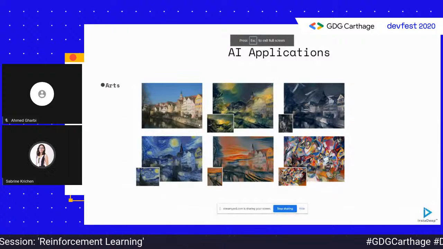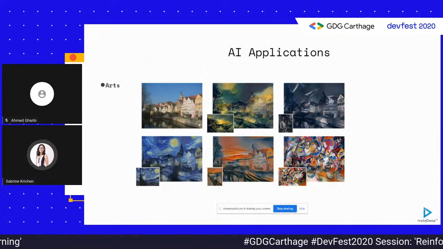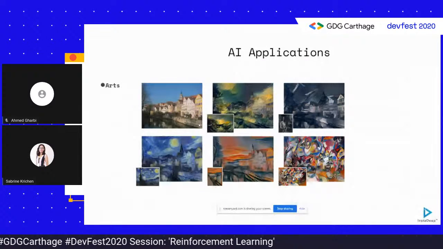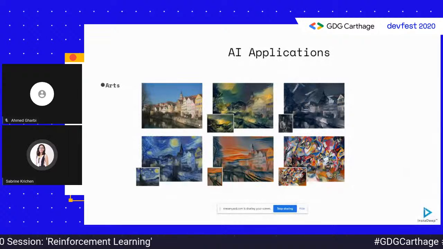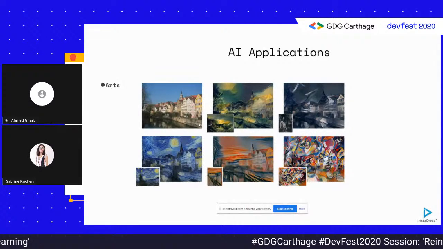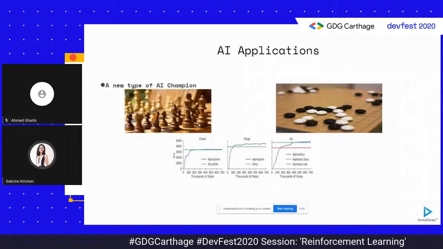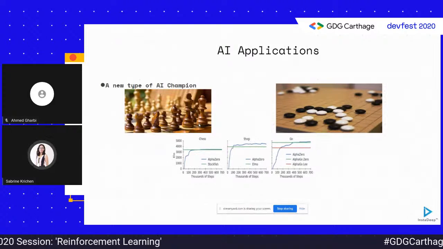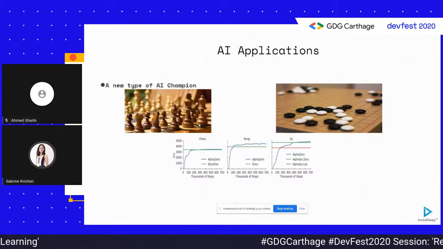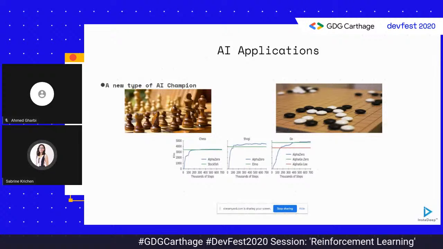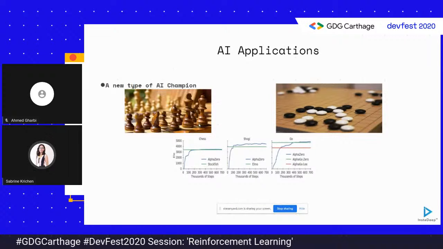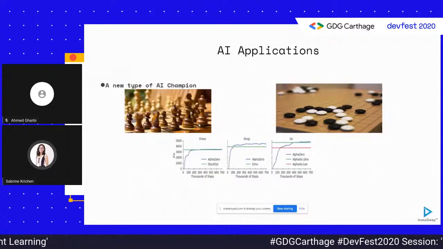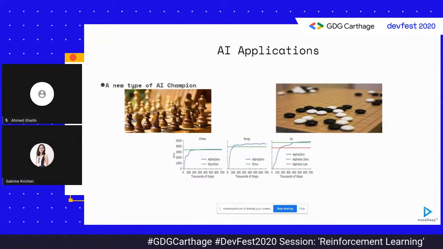Also, we can see the applications of artificial intelligence in the art field. And thanks to artificial intelligence, we have a new type of champion. Thanks to the Google DeepMind algorithm AlphaGo, this algorithm was able to beat the world champion in the game Go, and it was the first algorithm to defeat a real world champion.